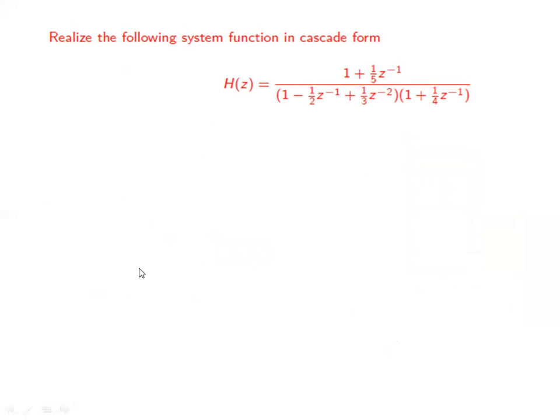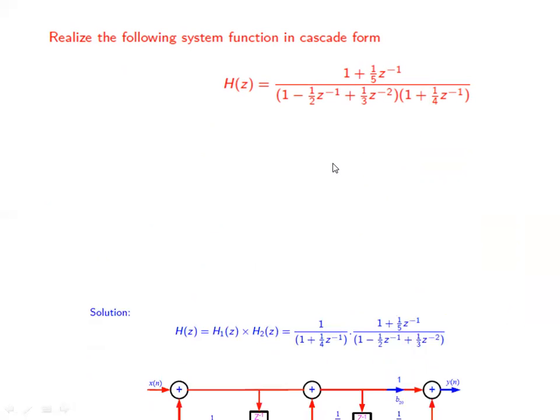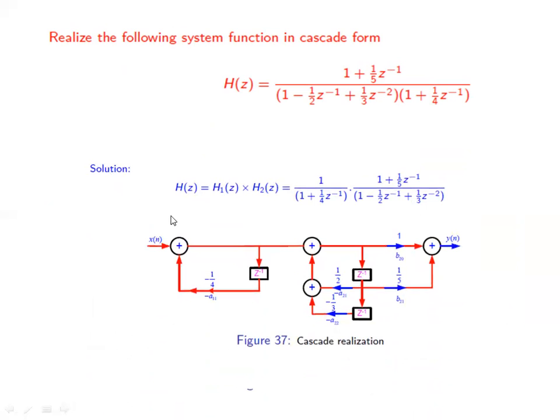Realize the following system function in cascade form. So here we are just simplifying the solution. How I am solving this is H1(z) into H2(z). First we have made this 1 divided by 1 plus 1 by 4 z inverse, so this part I have just separated as one part, into 1 plus 1 by 5 z inverse divided by 1 minus 1 by 2 z power minus 1 plus 1 by 3 z power minus 2. Now we know how to realize this in the cascade form structure format.